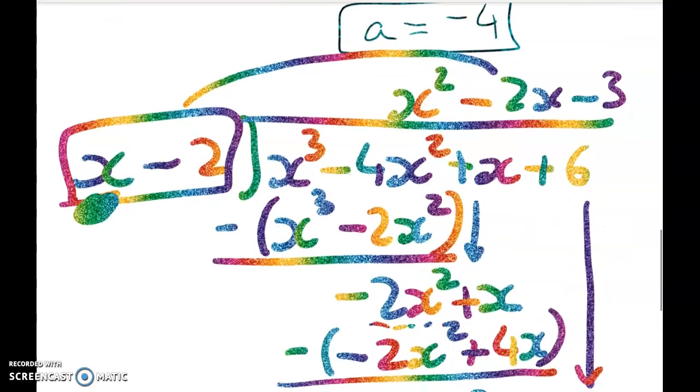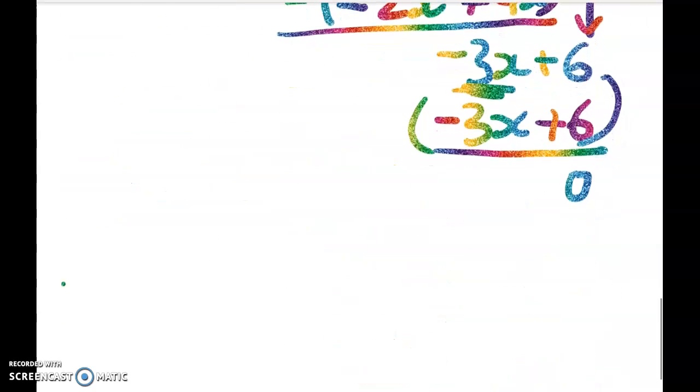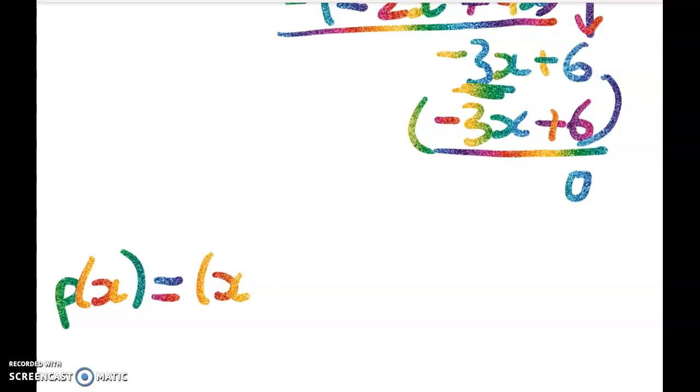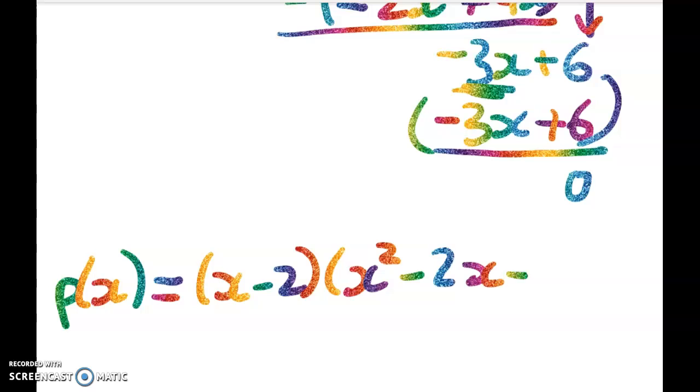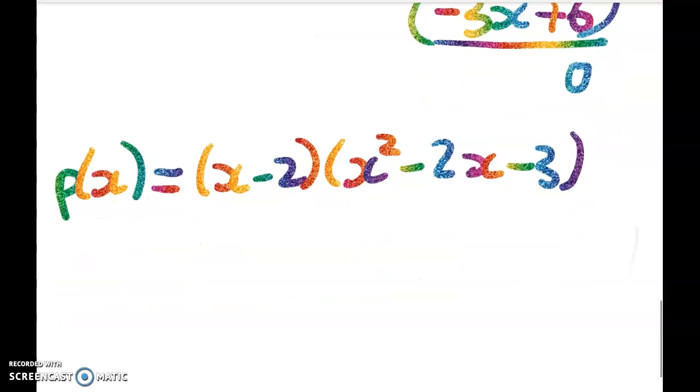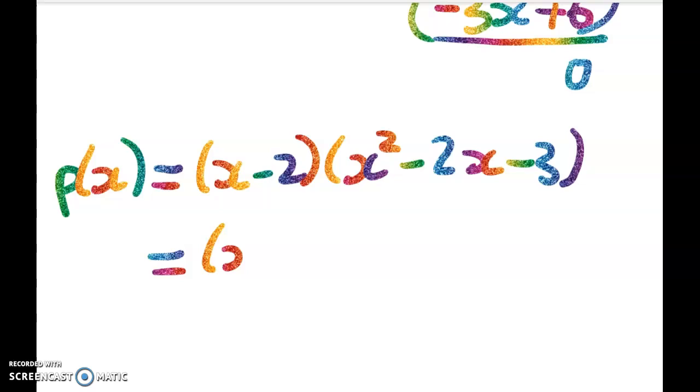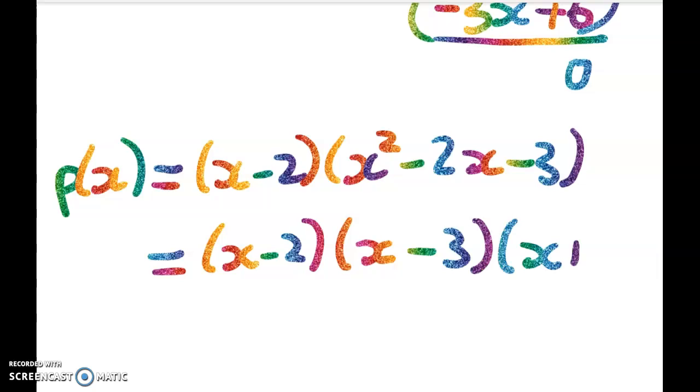So where are we at? Well, we've got our polynomial and now we've got a linear and a quadratic term. So we can write, doing it that way, p of x is equal to x minus 2 times x squared minus 2x minus 3. Factorising, we get x minus 3 times x plus 1.